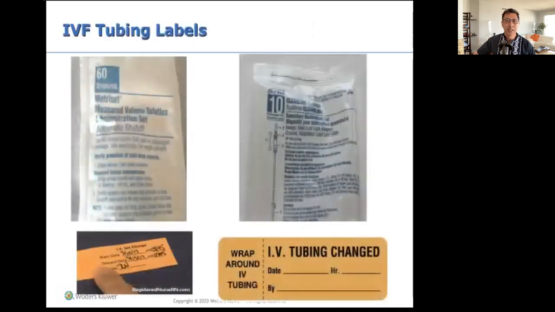IV tubing label. There's not much to talk about here aside from this being a Joint Commission requirement that all tubings must be labeled. You're going to see this in the hospital, and depending on the medication, some tubing expires and you have to change it within 12 hours, some within 72 hours. I know some medications, like propofol, a sedative, need the tubing changed every 12 hours because the medication messes with the tubing. You'll get to that in your critical care rotation.